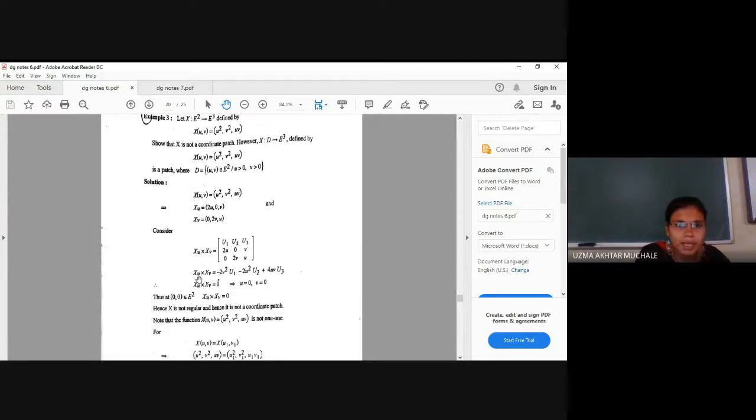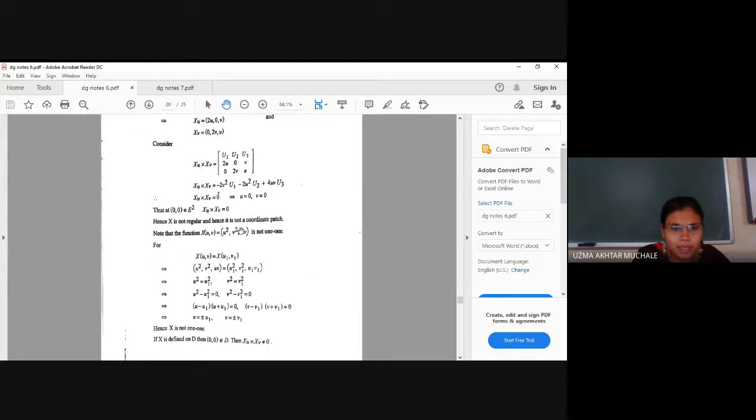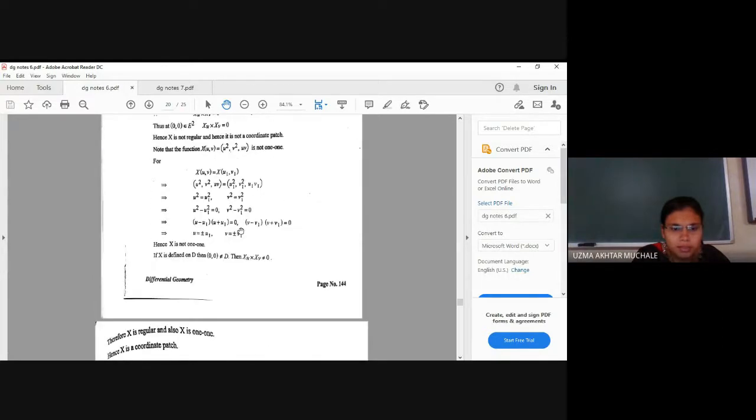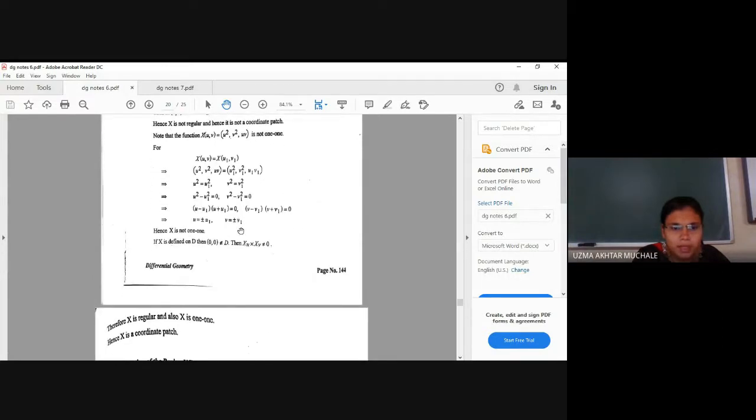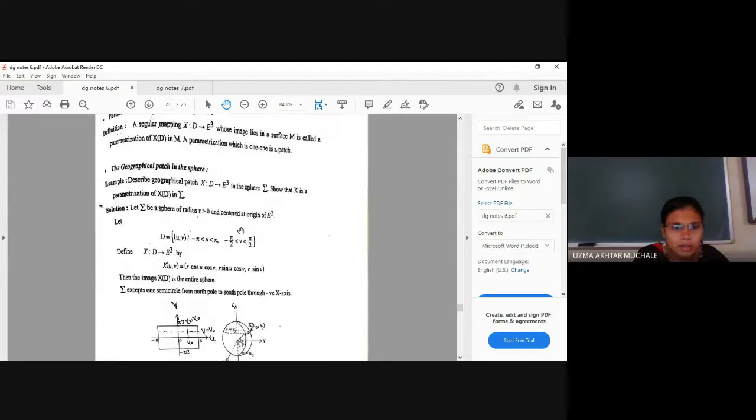What we have in the example: x from E2 to E3, x of uv is equal to u square v square. We have already solved this example; it will not be a patch, but if we restrict u and v both to be strictly greater than 0, then only we can say that this mapping is 1-1 and regular.